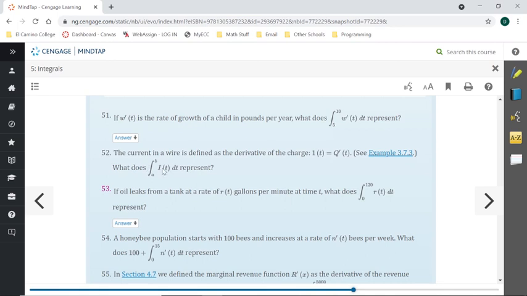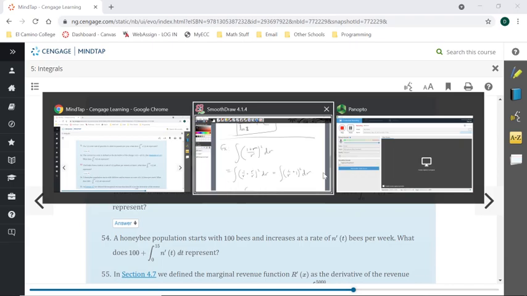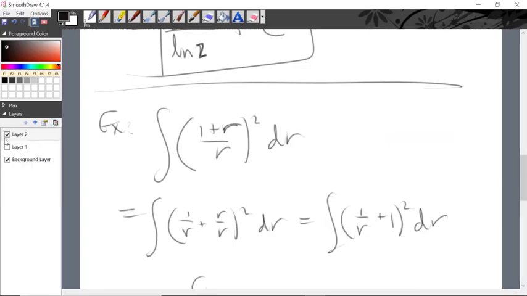Well, Q prime of t has units of charge per time. And if we take charge per time and multiply it by the differential representing time, charge over time times time would give us units of charge. So we would be summing up bits of charge from where the time is equal to A to where the time is equal to B. So this would represent, therefore, the net change in the charge over the time interval from A to B. Okay, let's write that out over here.